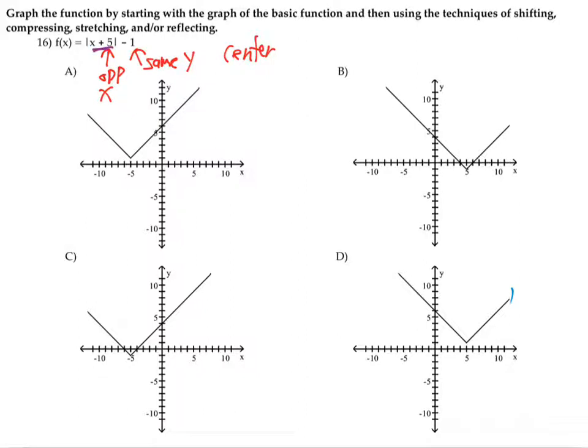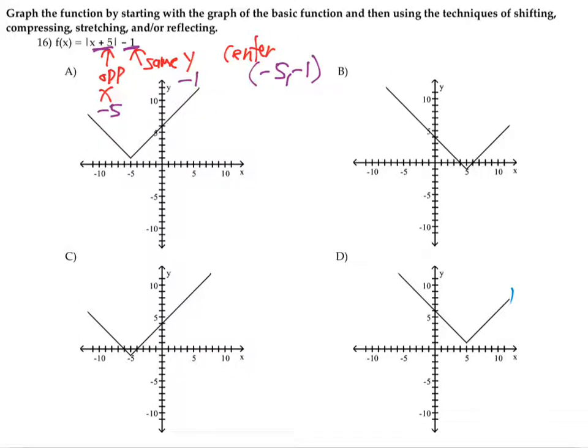So the opposite of plus 5 is minus 5. And then the same as what's out there is y, negative 1. So the center is minus 5, minus 1. Does that make sense? That's the moral of this story. That's what you need to remember, is whatever's next to x.